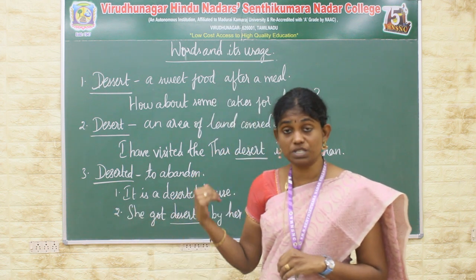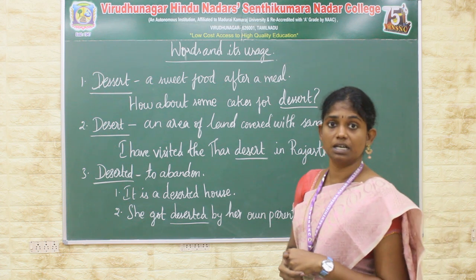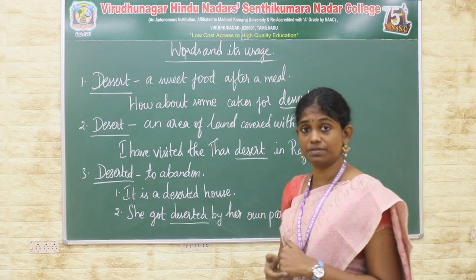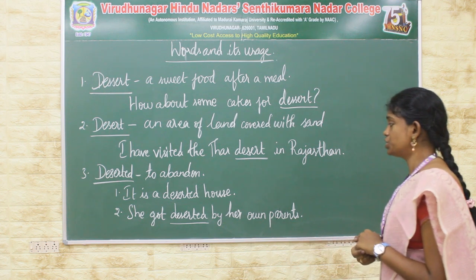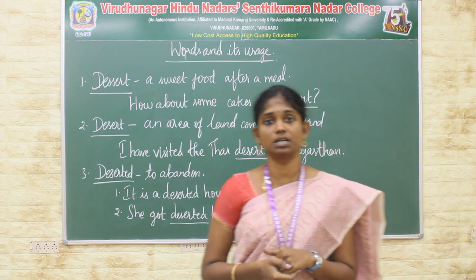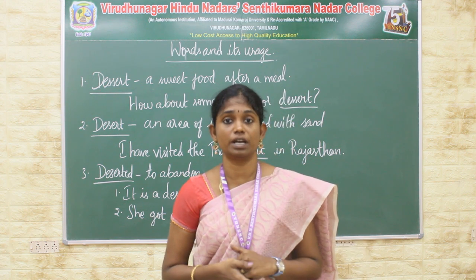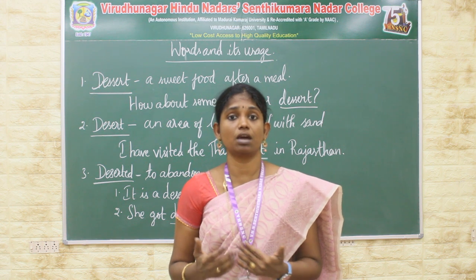Kindly look into the sentences which I have given here. It is a deserted house. It means no one lives there anymore. And the next one: She got deserted by her own parents. As I already said, the particular girl was deserted by her own parents. They are not ready to take care of her anymore. More or less that girl was like an orphan now.